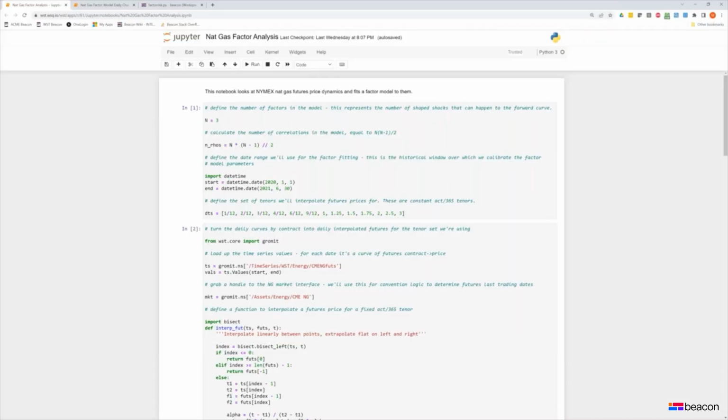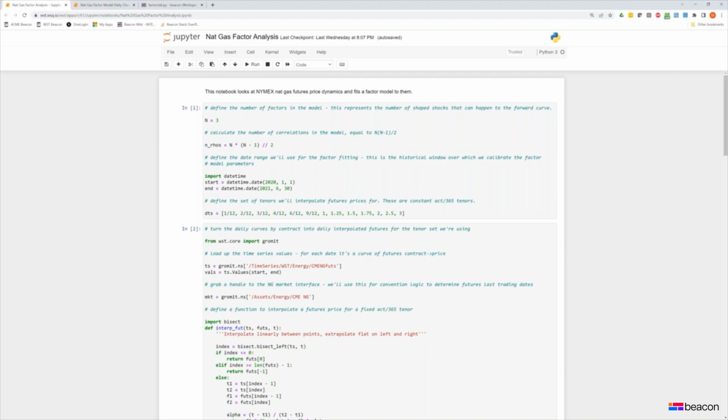So here I've got a Jupyter notebook. Jupyter notebooks are pretty standard tools for quants. The programming language it uses is Python, again a really common language for quant and data science work, and one of the central programming languages inside of Beacon overall.